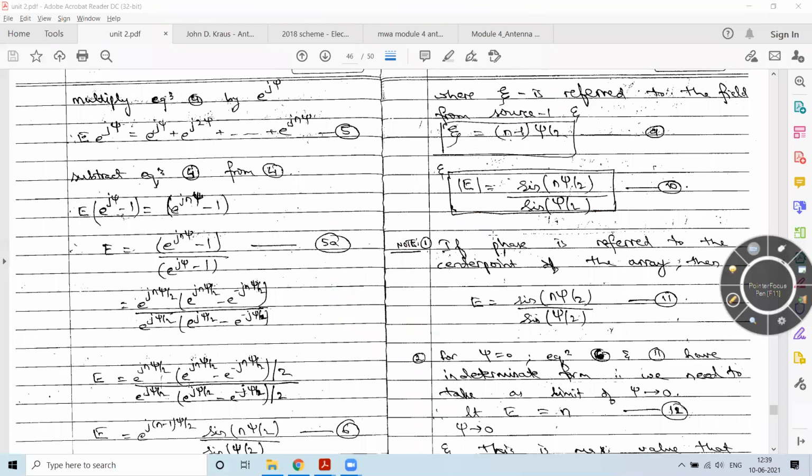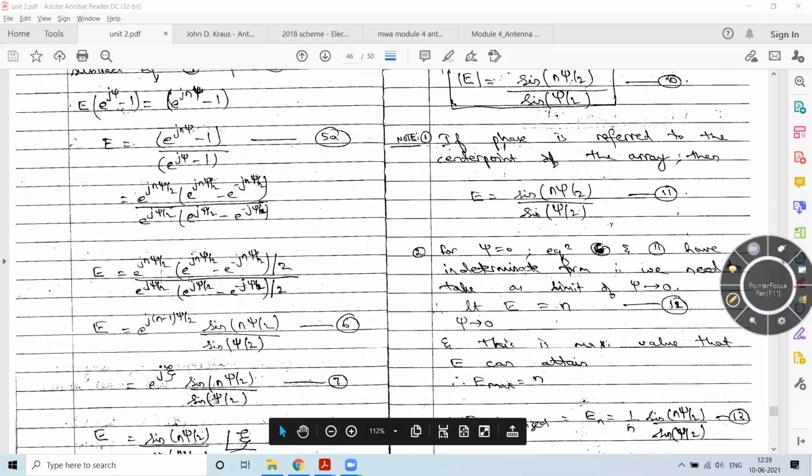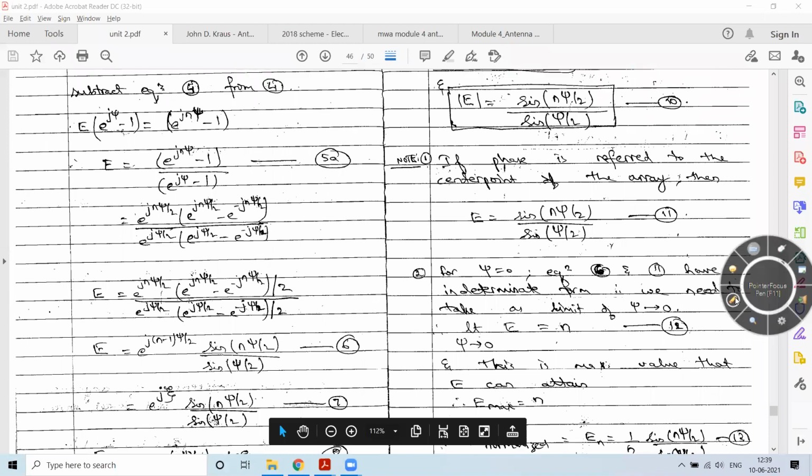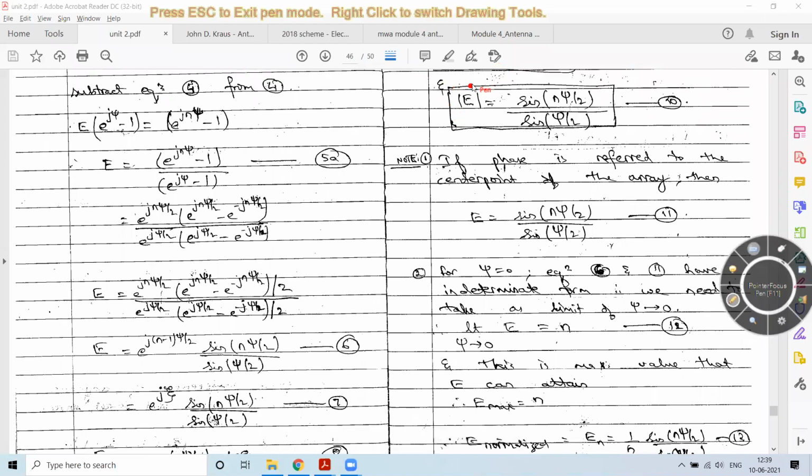So this is the field due to the n isotropic point sources. Now for this case, I need to identify, considering this parameter, what the array factor is. If you remember, array factor is nothing but the ratio of the electric field divided by the maximum value of the electric field. So I'll be considering the magnitude of this one.